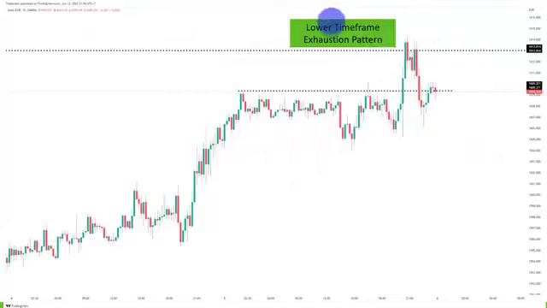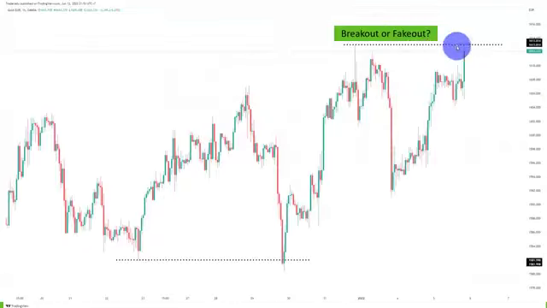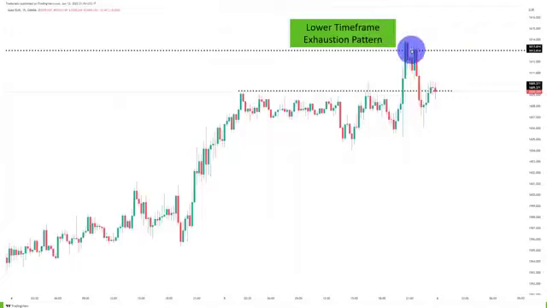Now when we see on the lower time frame, what do we have here? This is the upper resistance that we have here. On the lower time frame, this is what it looks like. It looks like we have a failed breakout. We have an exhaustion pattern. We had strong momentum coming into the market. We have lower highs. And we have strong selling coming in.